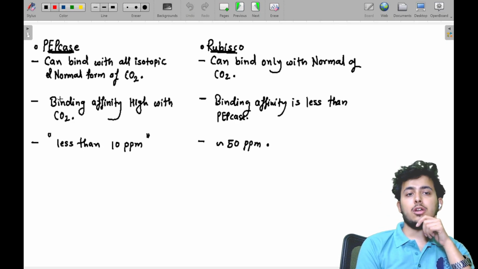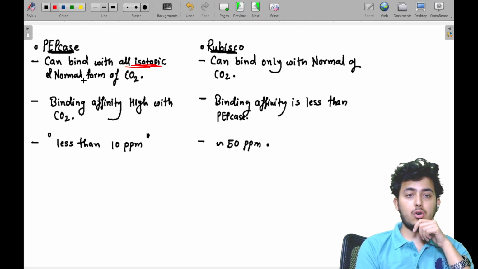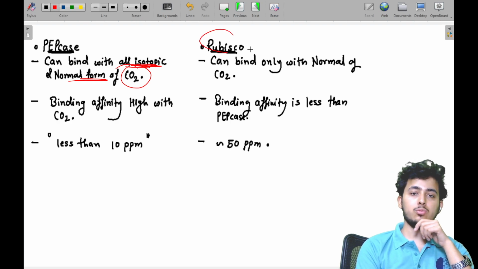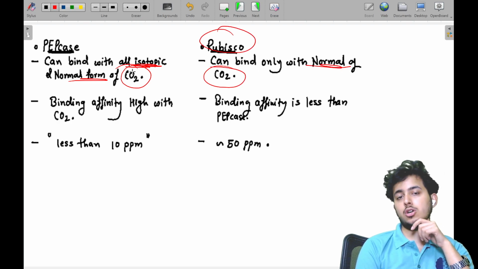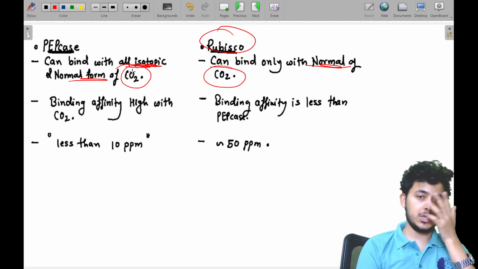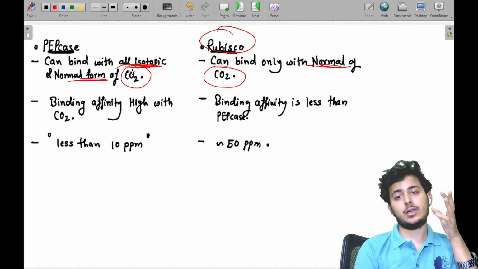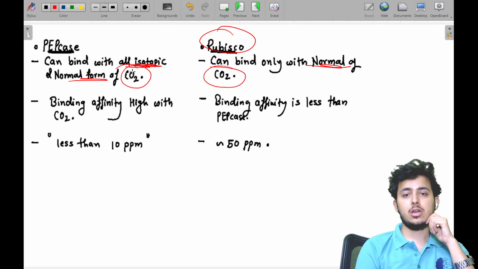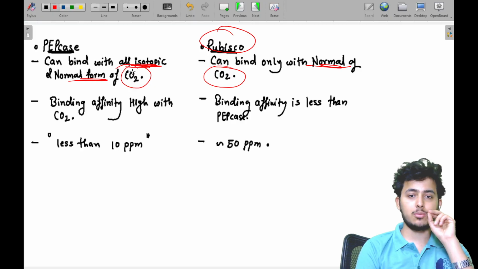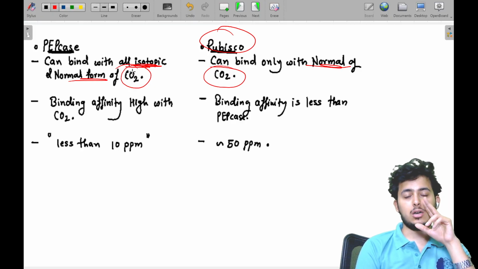Remember my concept. Now the PEPcase, it can bind with all isotopic forms of CO2. Isotopic and normal forms, both it can bind to, but Rubisco can bind only with the normal form of CO2. So scientists tried radio labeling experiments, using radio labeled carbon dioxide and reacting RuBP with it and then forming 3PG and everything. They were not able to observe any kind of product formation because Rubisco can only bind with the normal isotopic form of carbon, that is carbon-12. And if you talk about PEPcase, then it can bind to all isotopic and normal forms of CO2.